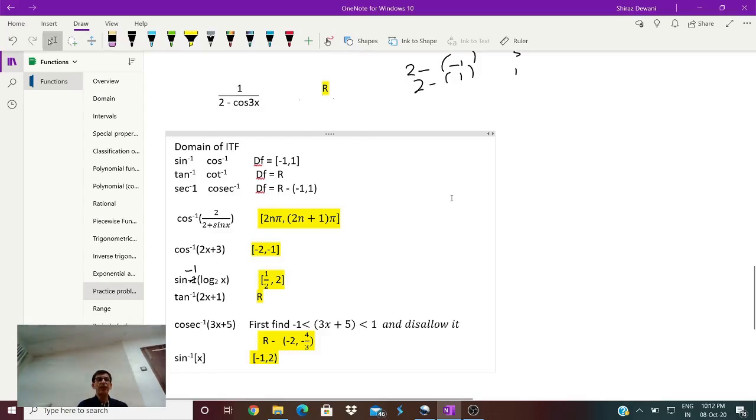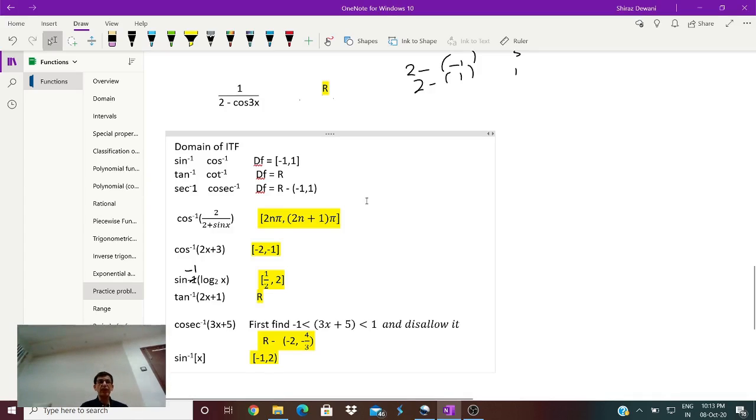Now we come to finding the domain of inverse trigonometric functions. For sine inverse and cos inverse, the domain is from -1 to 1, both included. For tan inverse and cot inverse, the domain is the entire set of real numbers, and for sec inverse and cosec inverse, the domain is the set of real numbers without the values from -1 to 1. That means these are to be excluded.